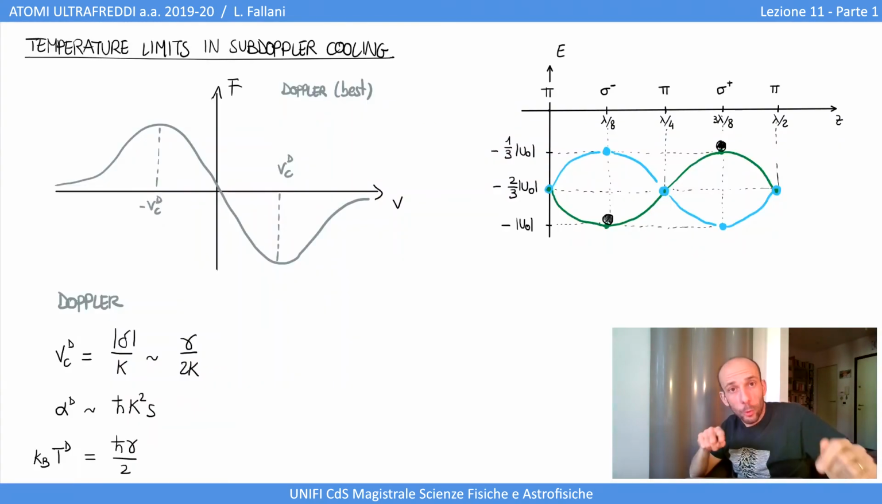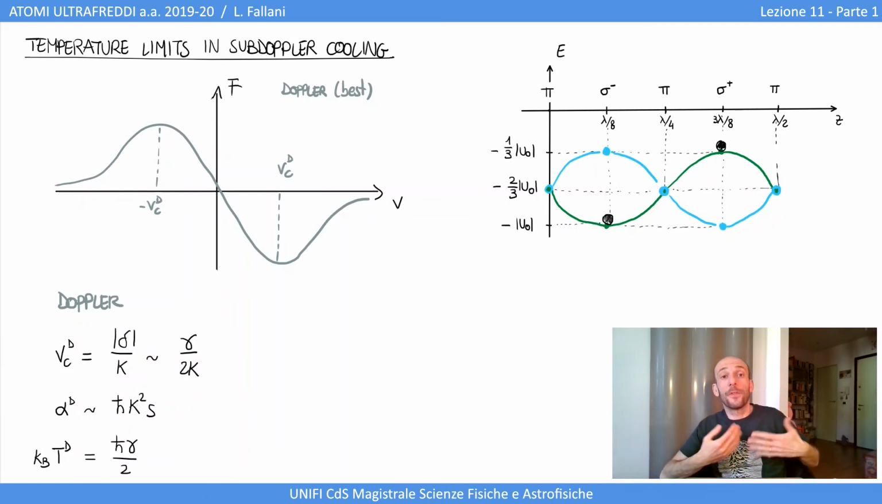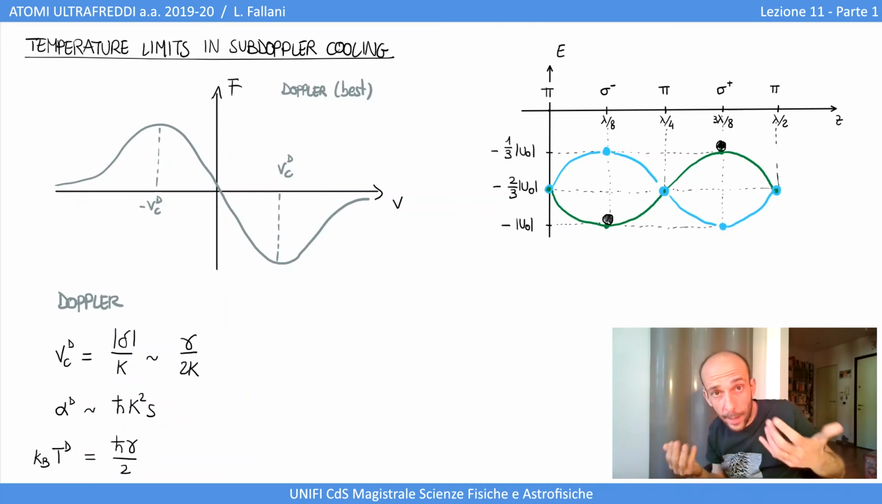So let's try now to evaluate these quantities in the case of subdoppler cooling. Let's refer again to the scheme of Sisyphus cooling that I have on top of my head, and let's start with the capture velocity. We define the capture velocity in this very simple way as the velocity that corresponds to the maximum of a force, as you can see from the plot. So we have to evaluate the velocity of the atom that provides the most efficient subdoppler cooling mechanism.